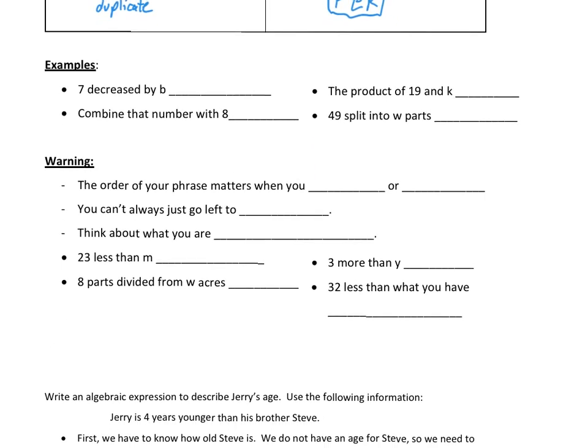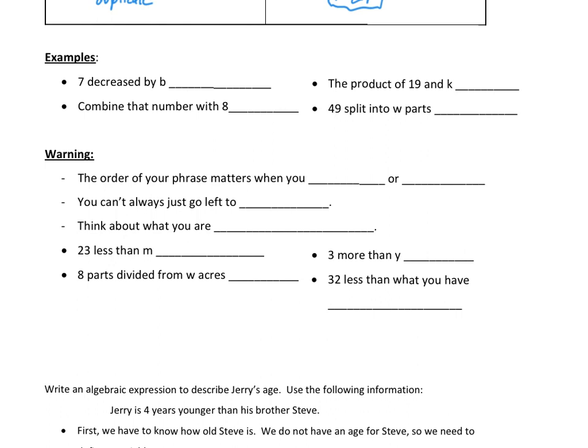All right, so let's look at some examples. So if we're starting with 7 and we're decreasing by b, so we started with 7 and we subtracted b, 7 minus b. That is our algebraic phrase. The product of 19 and k. So 19 times k. Now that's not how you write it. Don't write it like this. Also, don't write it 19.k. The way we write it in algebra is 19k. Not k19, 19k. We write the number and then we write the variable, 19k.